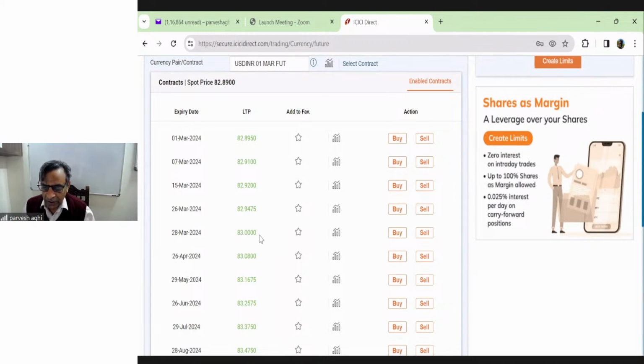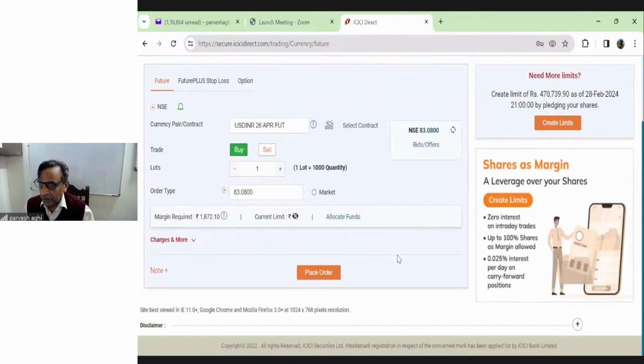So I'll say, okay, I want to buy the dollar at this rate. This was the last transaction which was completed in the stock exchange. So I'll say buy, to place my order. When I say buy, I have to buy 100 lots. So that means I have to pay a margin money of 1,87,000.